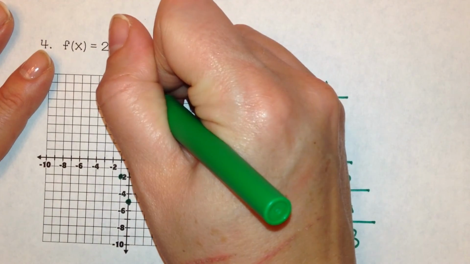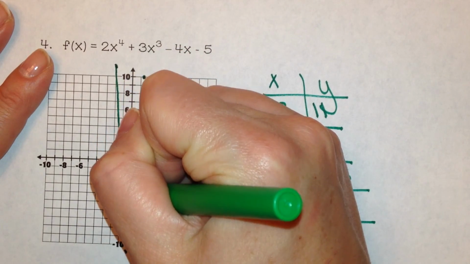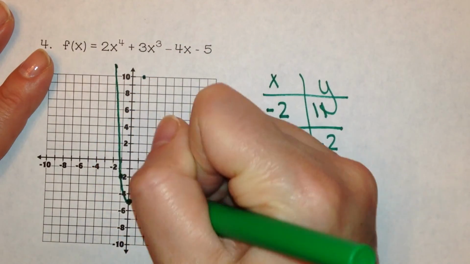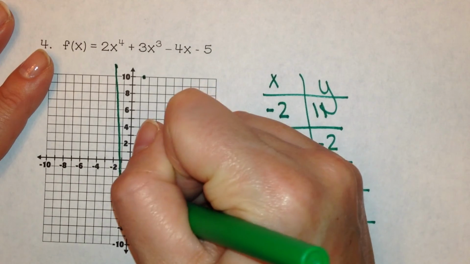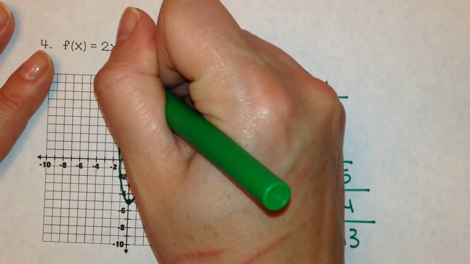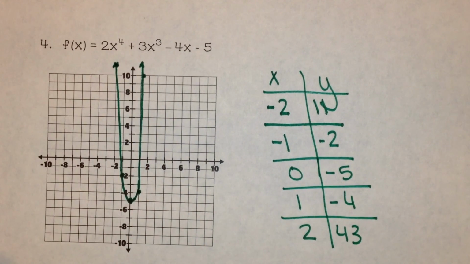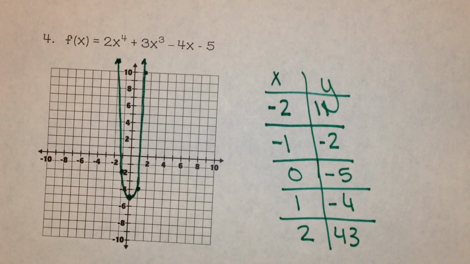All right, then I'm going to try to connect my points, again curving. Come back up. And it goes through the x-axis twice, so 2 x-intercepts, so 2 zeros, even number of zeros, and even degree. All right, hopefully you were able to graph the polynomial functions.